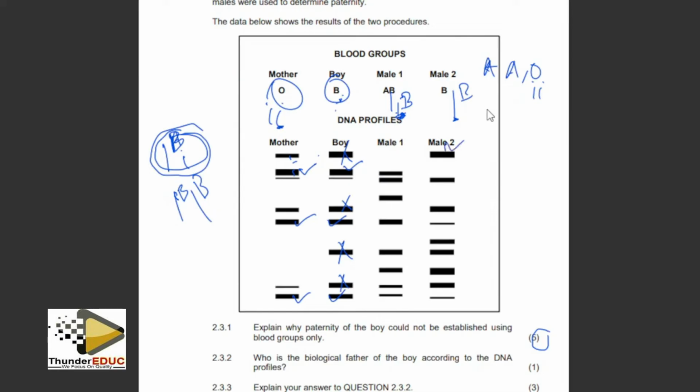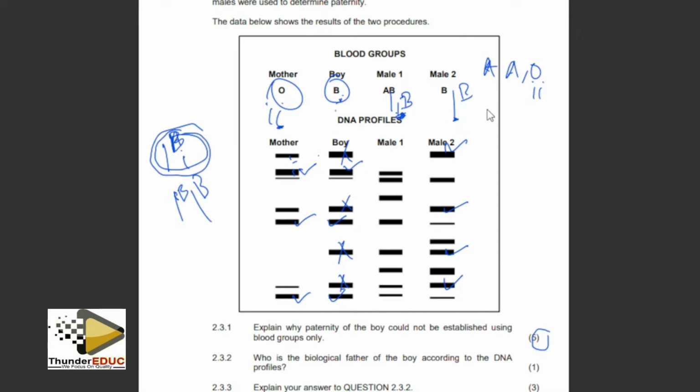Okay, this one, yes, it matches. You see, this one, yes, it matches. You see, this one is matching with this. This one is matching this. That's why you say that individual 2 is the father. Male 2 is the father of the boy, because the remaining bands of the boy have matched with male 2. All right.